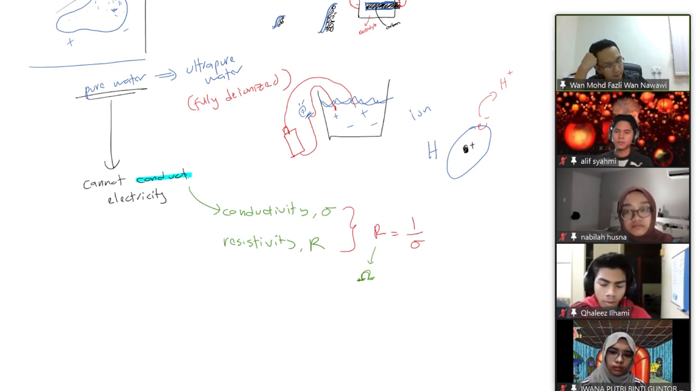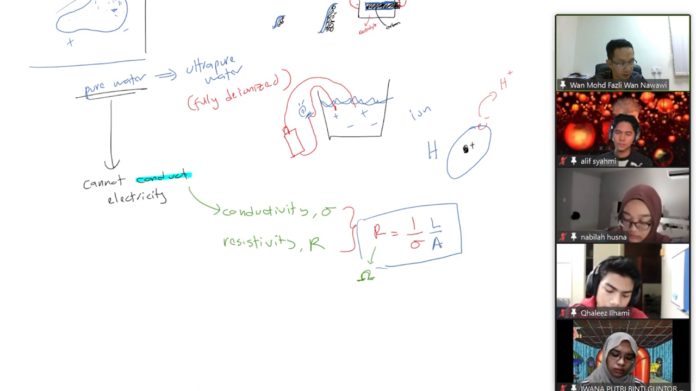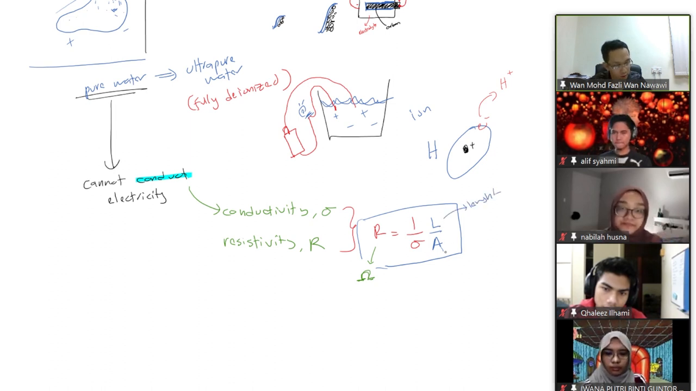And also, the resistivity of something is a function of length and also the area, length over area. So this is basically the formula for resistivity. It's the inverse of conductivity, but also it's a function of length and area. Meaning that if you have a wire that is so long, L is length, and A is area.